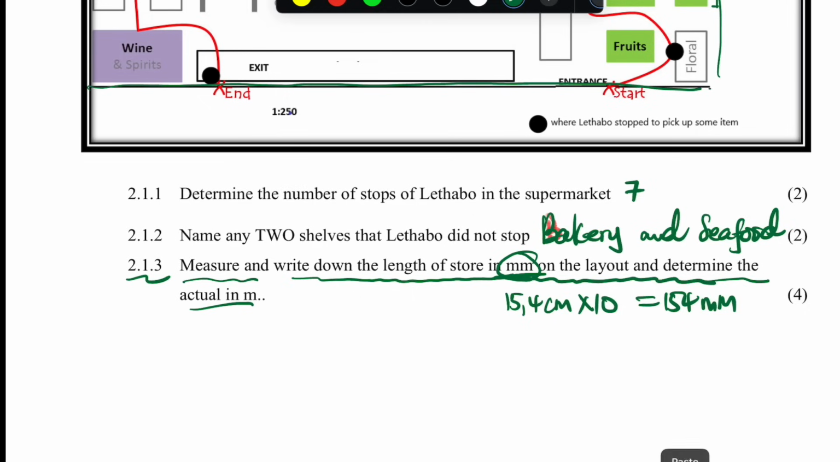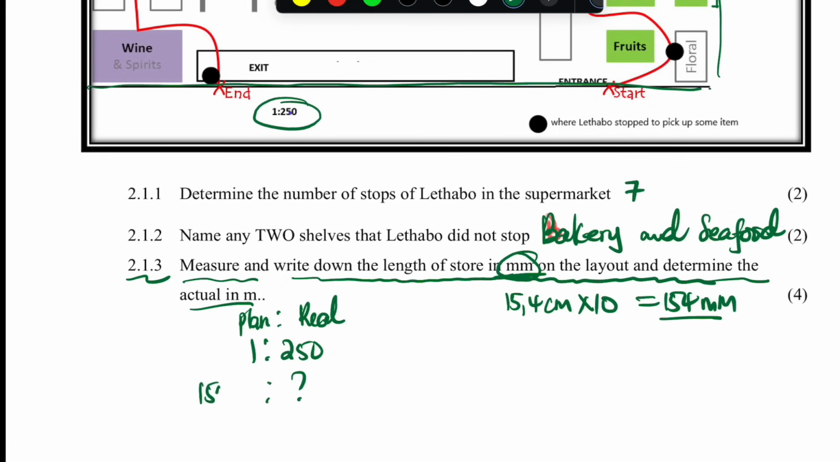So now they say calculate the real length. We're given the scale there. It's 1:250. So how we answer this question, we say 1:250, and then this is on the plan, and this is on the real life. So we want to know in real life, what is the length in real life there. So what we're going to do, I'm going to put the 154 there, 154 millimeters, but the answer, they said they wanted it in millimeters. So we do the anti-clockwise again.